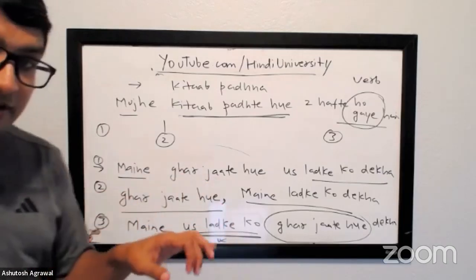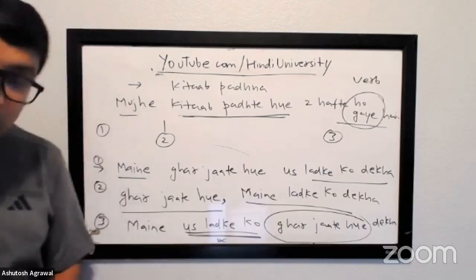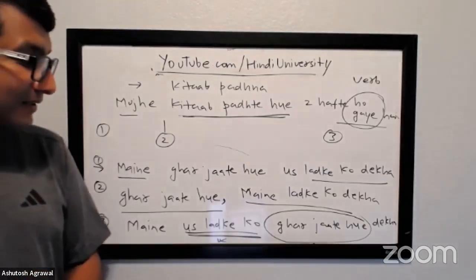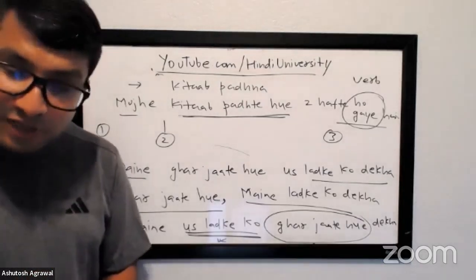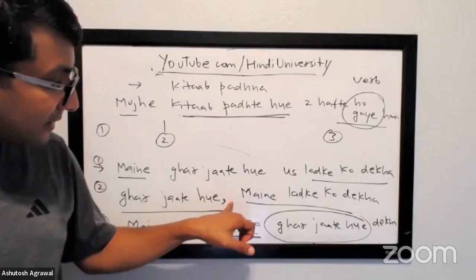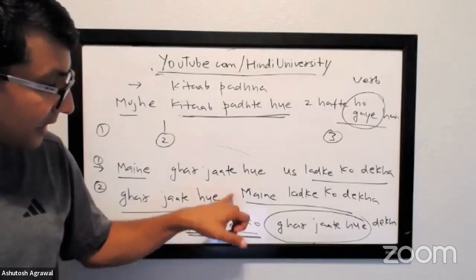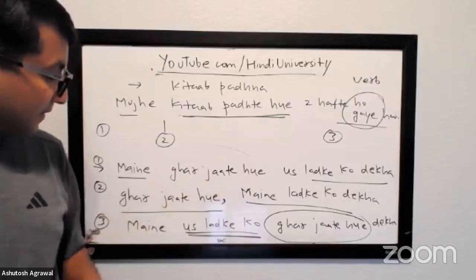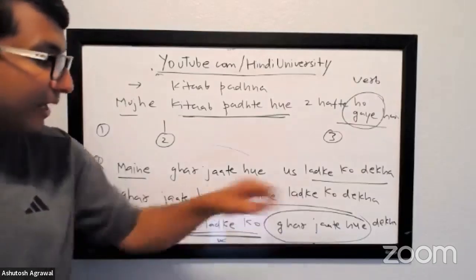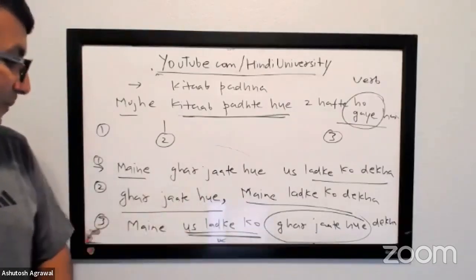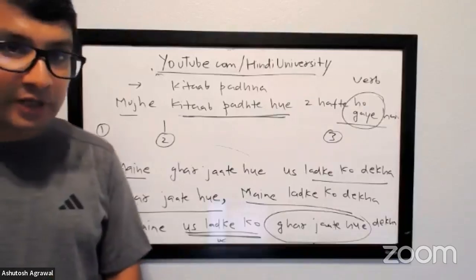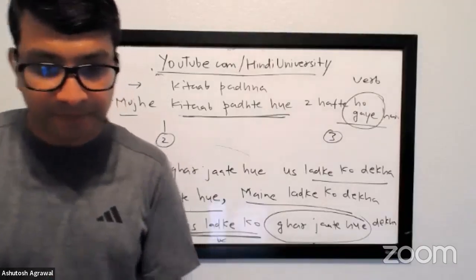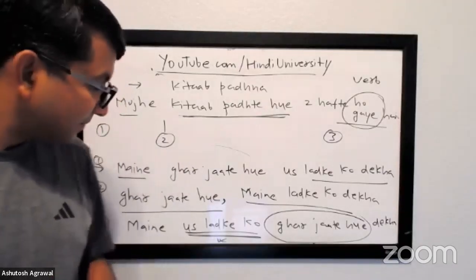So again, लड़के को मैंने देखा. So I saw, but who did I see? The guy who was going home, the boy who was going home. So you're writing this sentence in this manner. Yes. घर जाते हुए लड़के को मैंने देखा. That's what you're saying, which is basically the boy is going home and you saw him. In the third one, it still looks ambiguous.